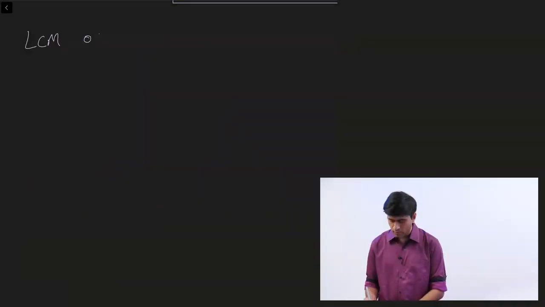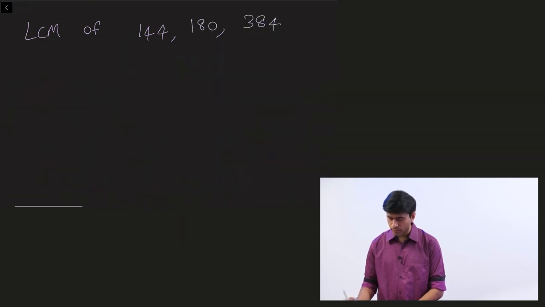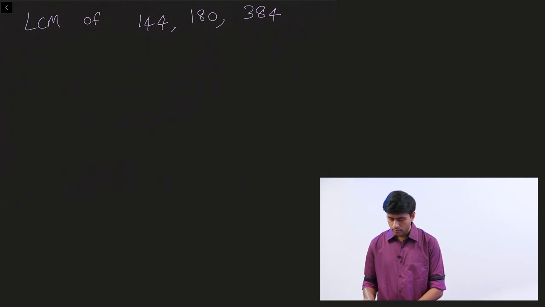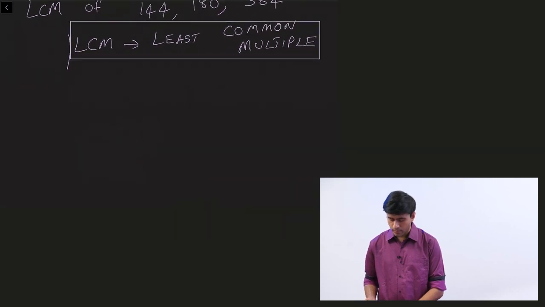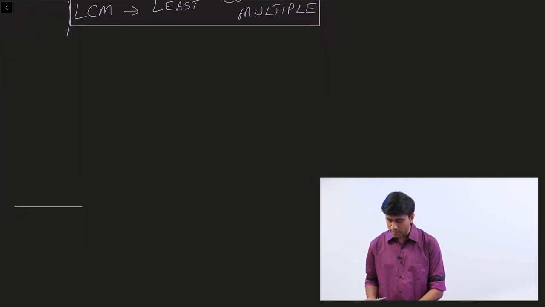Find the LCM of 144, 180, 384. What is LCM? LCM, we know, is the least common multiple. So how do we find LCM using method 1, the prime factorization method? We have to find the prime factors of each of these numbers.